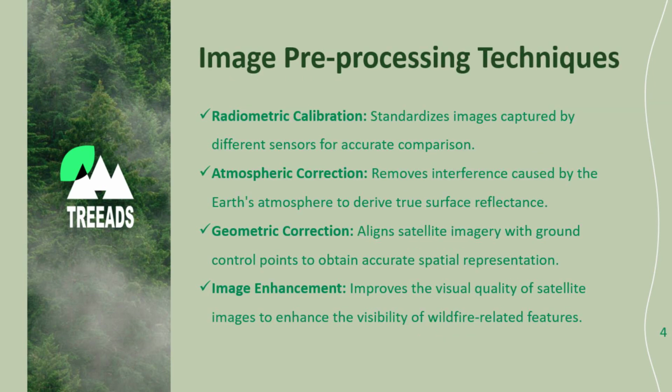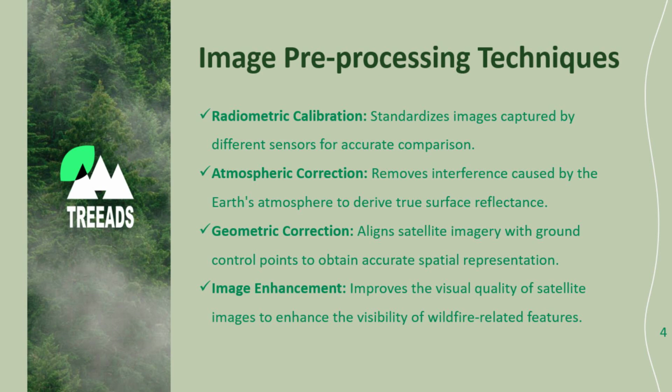Image pre-processing techniques. Radiometric calibration. Radiometric calibration ensures that images captured by different sensors are standardized and can be compared accurately. It involves correcting for sensor-specific variations in terms of brightness or radiance.